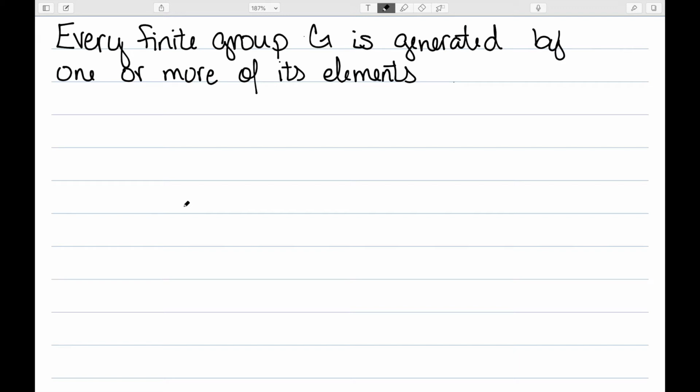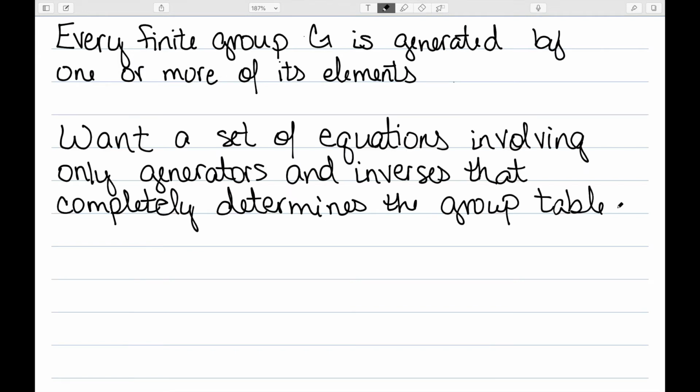However, we do want to restrict that down and try to get the minimal generating set, the smallest number of elements that still generates the entire group. Not only do I want the minimal set of generating elements, I also want a set of equations involving only the generators and their inverses that completely determines the group table. This set of equations is known as defining equations.